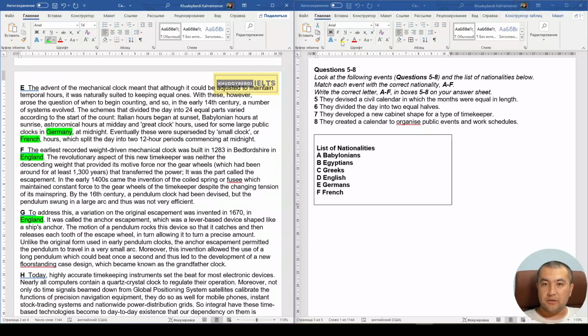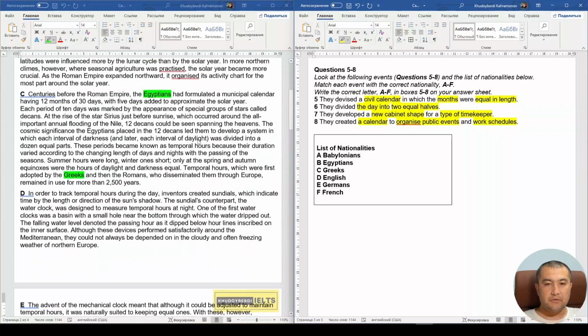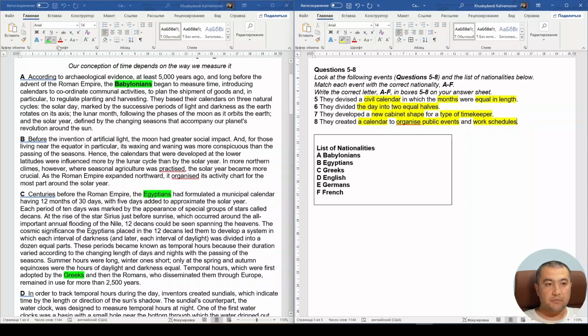And let's try to highlight the keywords in the question. They devised a civil calendar in which the months were equal in length. So the months were equal in length. They divided the day into two equal halves. They developed a new cabinet shape for a type of timekeeper. Timekeeper could mean here some sort of clock, right? They created a calendar to organize public events and work schedules, right? So let's try to figure out, just read from the beginning here.